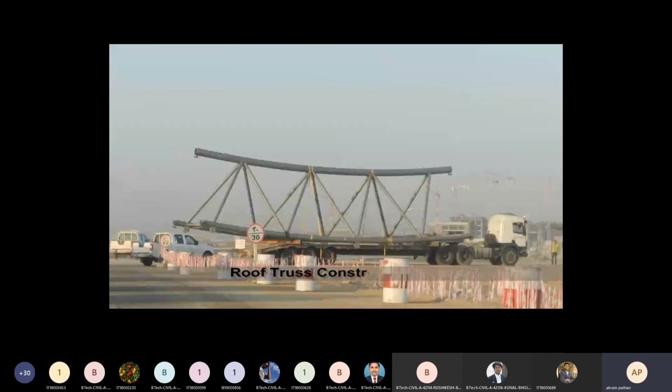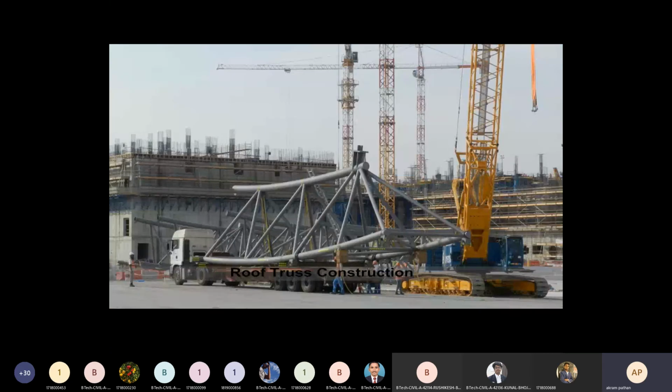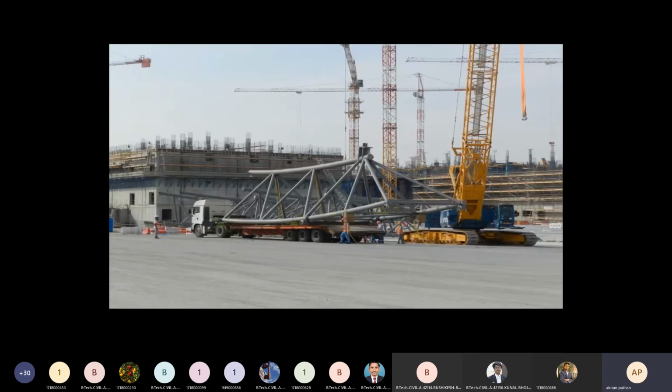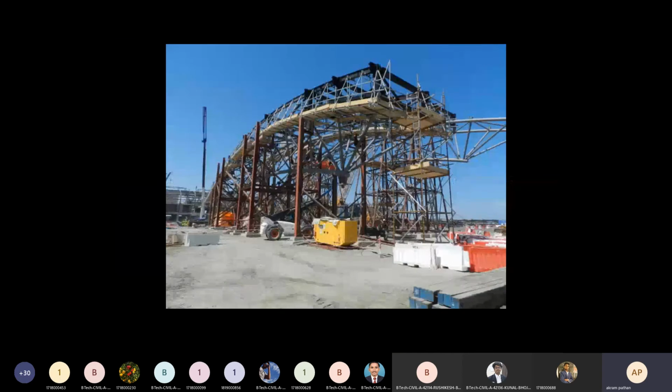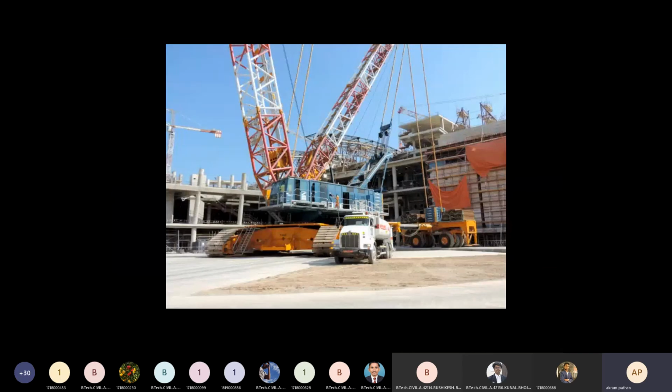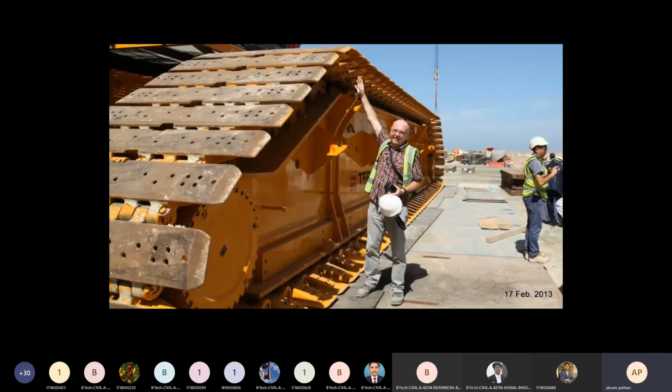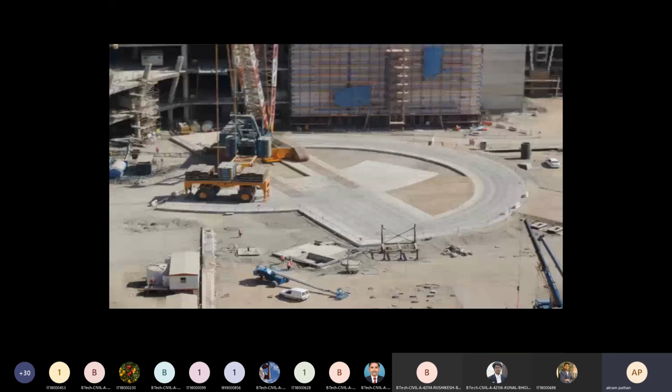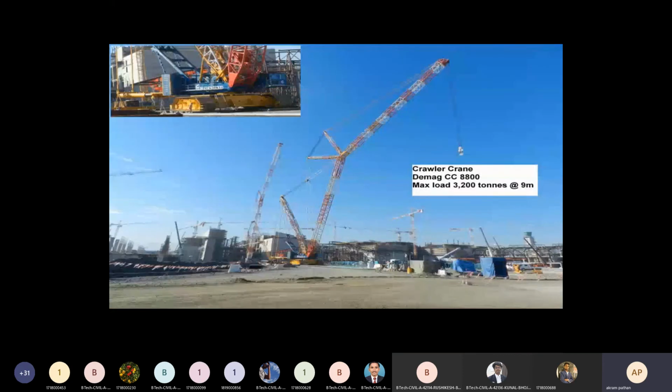Roof trusses for airport terminal building. The 200-ton weight roof trusses are delivered to site in sections by ship and trucks. The trusses are assembled on trestles and are lifted into position by a crawler crane with a counterweight wagon. The crane has a maximum lifting capacity of 3,200 tons.